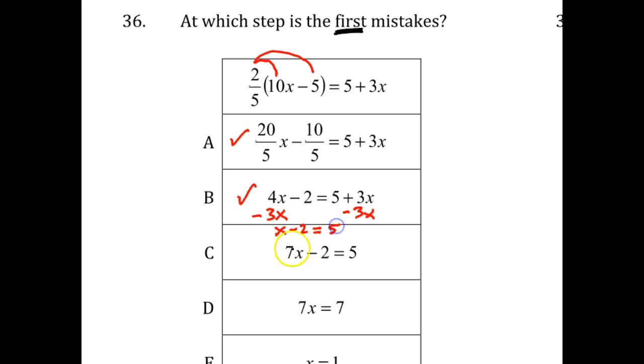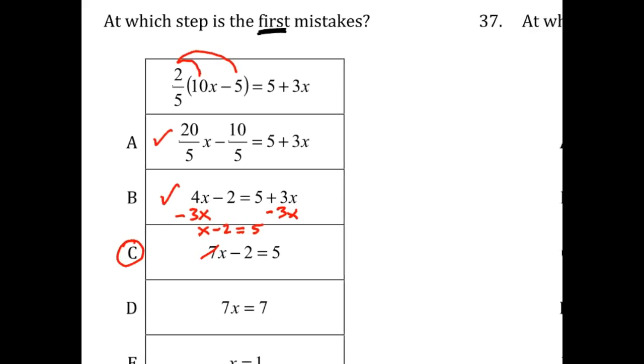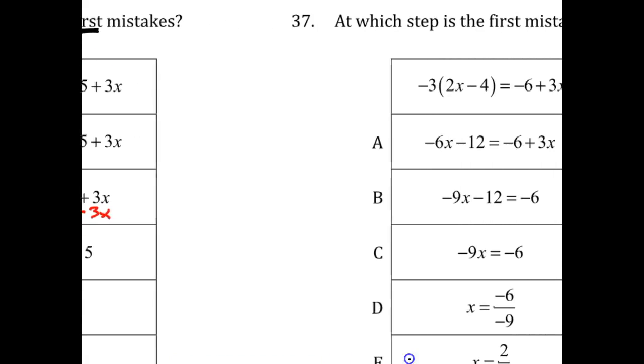Right? Now what they did is they added 3x, so this 7 is wrong. So this is the first mistake. It should have been a 1x, and they added instead of subtracting. And we could stop at that point, because that's the only mistake we're looking for, the first one.